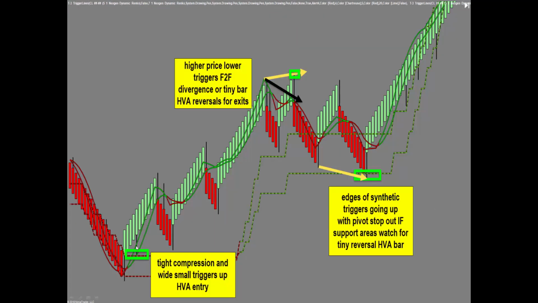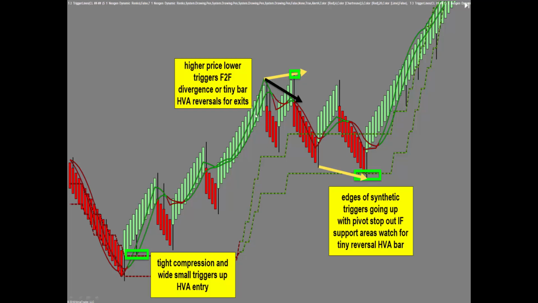All right, again, a couple things to look at on this slide. Remember we talked about price bars on the bigger chart getting above your trigger lines. Well, how that's represented with synthetic triggers is a very tight compression where everything squeezes together really tight, and then we get a breakout to the upside. And not only that, we get our small triggers rolling up strong. This is a look with a tight compression and strong small triggers to the upside that we're going to be looking for high volume area pullbacks for long trades.